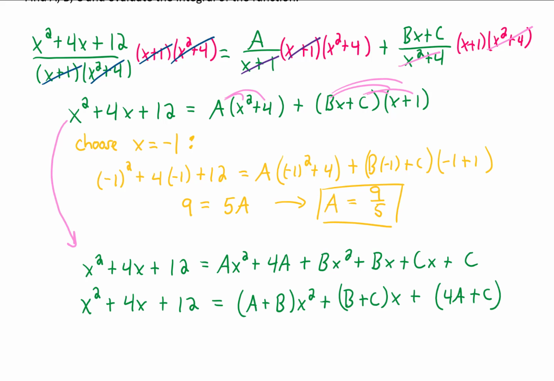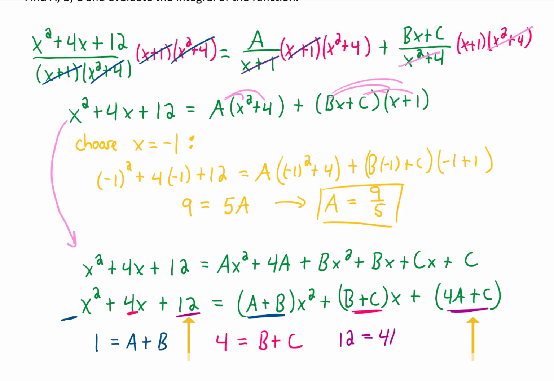And now at this point, something that we can realize is that if this left-hand side is supposed to equal this right-hand side, the coefficients on x squared on the left side and the right side must match up. That gives us an equation right off the bat that 1 equals a plus b. Following that logic, the coefficients on x on the left and the right side of the equation must match up as well. In other words, we get an equation 4 equals b plus c. Doing that one more time, we notice that the constants on the left and the right side of the equation must match up as well. That gives us the equation 12 equals 4a plus c.